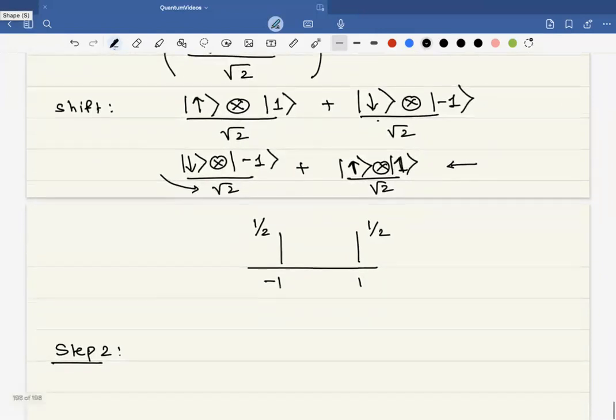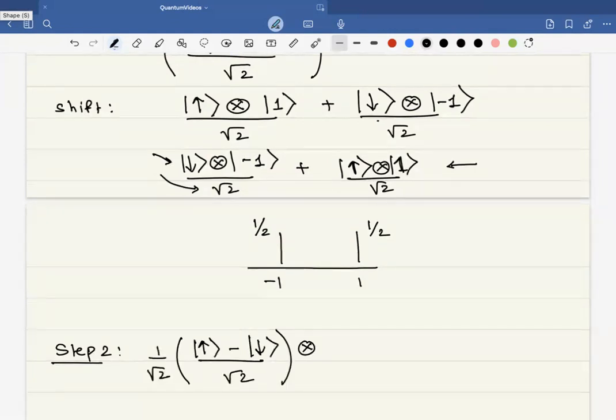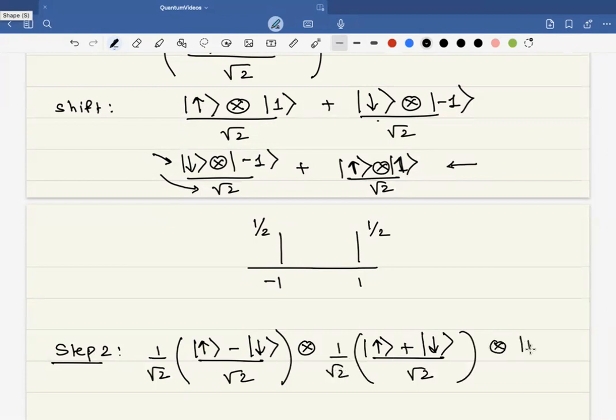The Hadamard coin will operate on this. So this down will go to up minus down over square root of 2. So this is down first, tensor, so I'm just doing the coin first. And there is also 1 over square root of 2 over here. And then there will be up plus down over square root of 2, 1 over square root of 2, tensor 1. So basically, you get something like this.